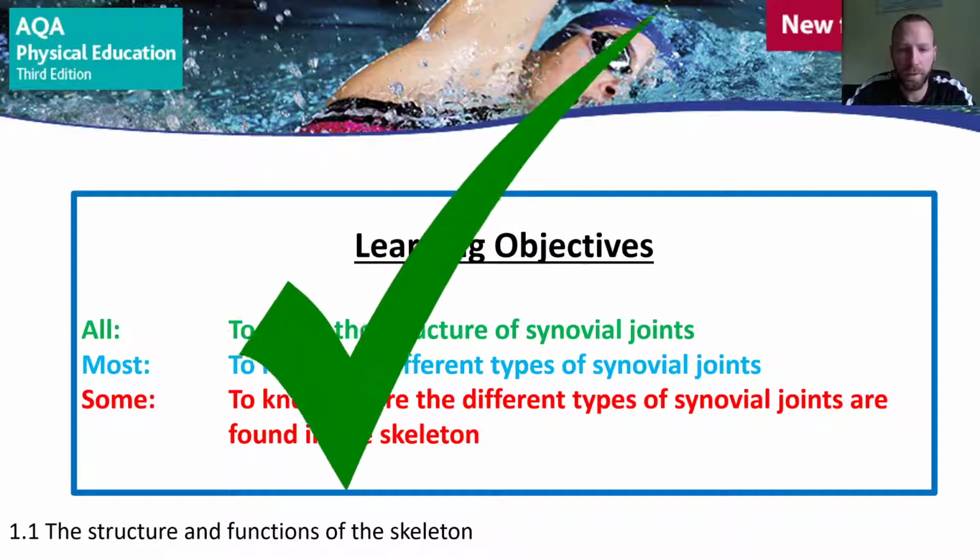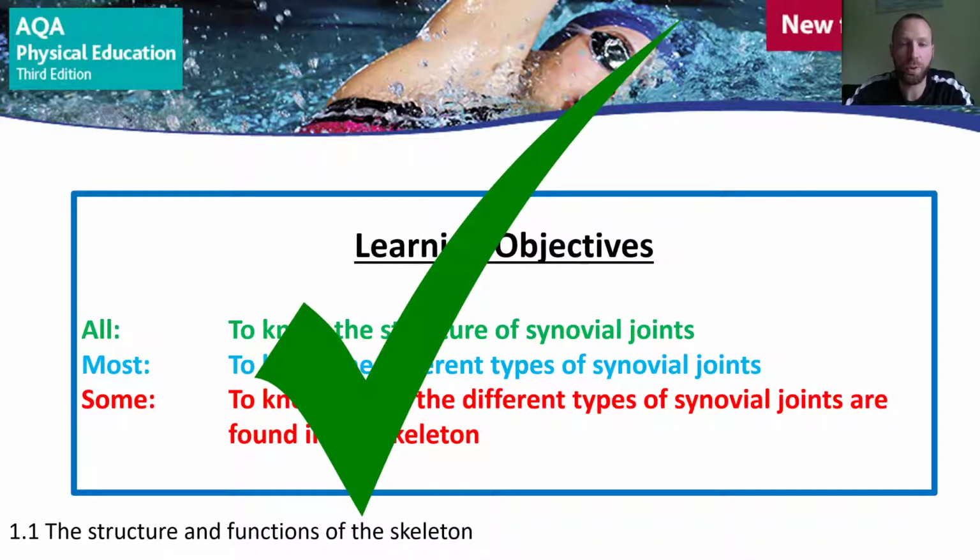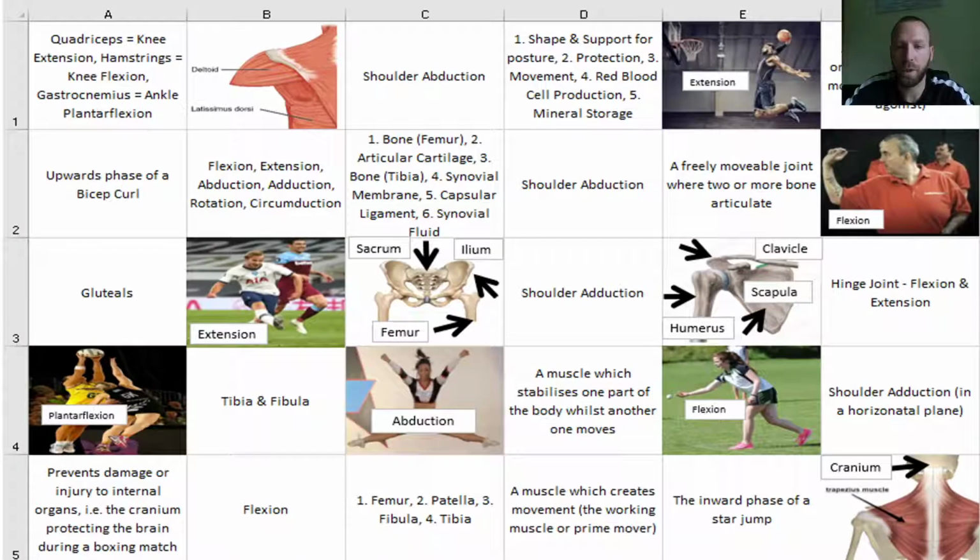So we've gone through the different synovial joints of the body. We've looked at the structure, looked at the makeup of them, and we've also linked some sporting actions to the movements and the joints involved. Okay, so there's just a brief intro into synovial joints, into a few bones and some movements.